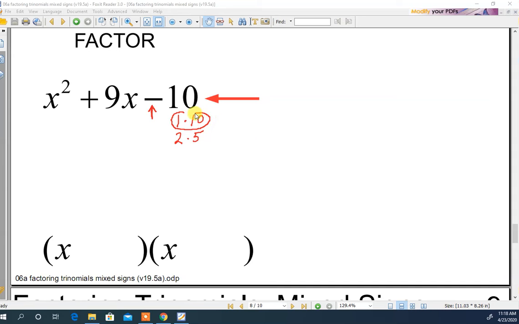So let's build it. So x, is it 10 minus 1 or is it 1 minus 10? Which one's going to work? Well, it's this one right here. So we'll go with 10 minus 1.